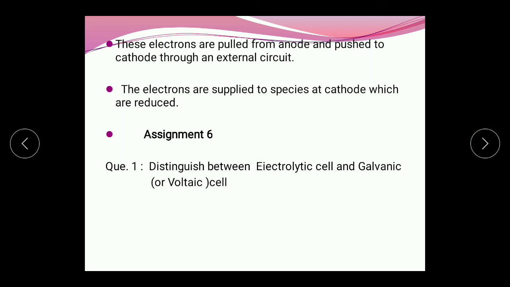One more difference is there. In electrolytic cell, a non-spontaneous chemical reaction takes place, and in galvanic cell, a spontaneous chemical reaction takes place. So go through all the details of these two cells, then collect the differences between them and write down the assignment.